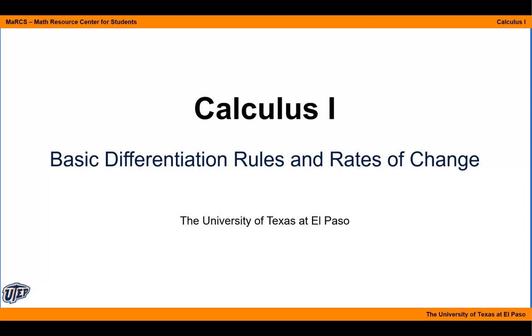Welcome back to Calculus 1. In the previous lesson, we defined the derivative by taking the limit of a difference quotient. That process showed us why a derivative gives the slope of a tangent line and an instantaneous rate of change. In this lesson, we will turn that limit process into a set of differentiation rules. These rules will allow us to find derivatives much more efficiently.